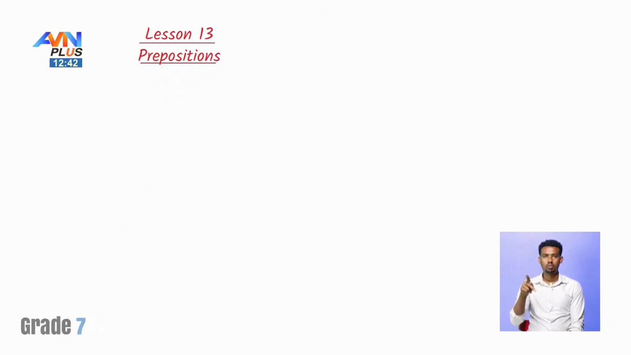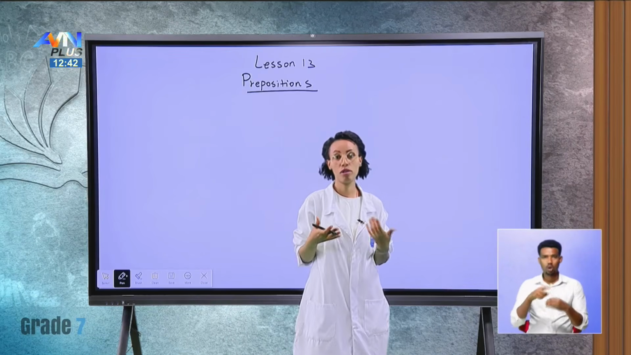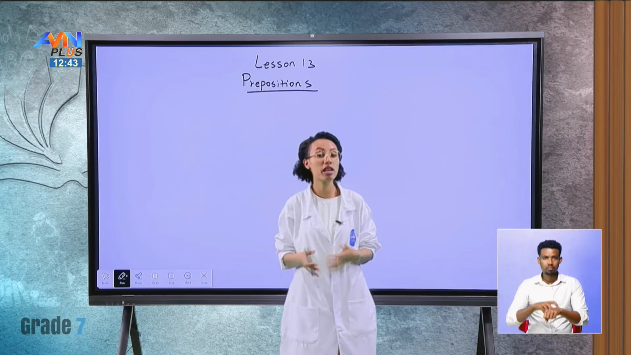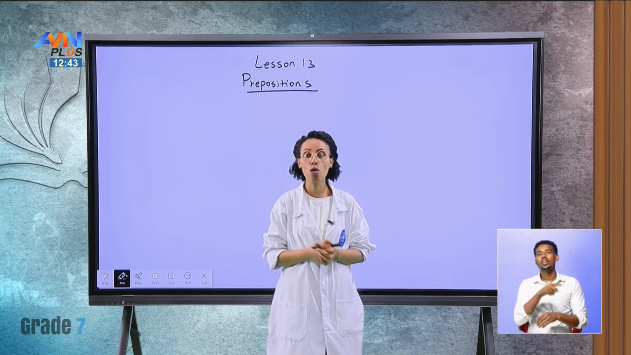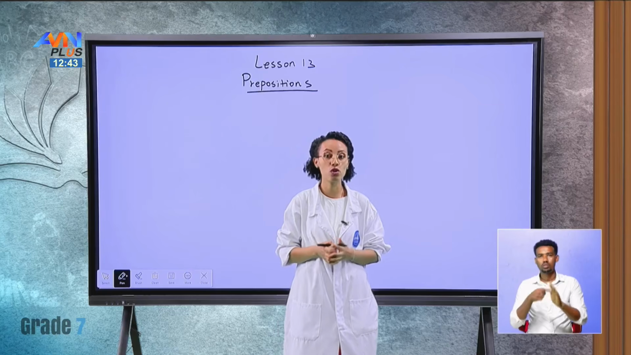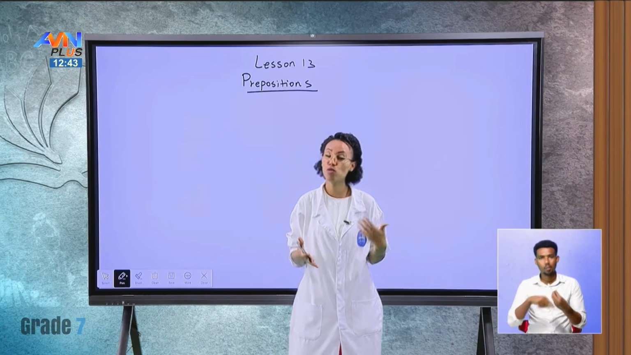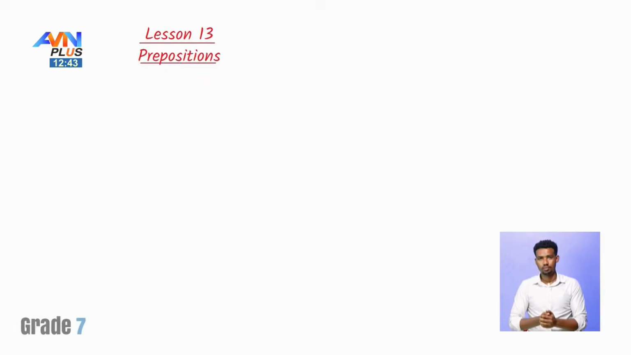Prepositions are words that we use to talk about, it could be place, it could be time, it could be movement, it could be anything. But we use them to show these things. They are words that we use to talk about time, place, movement, and so many more. So let's see them today in detail.